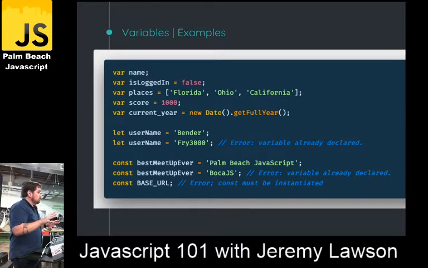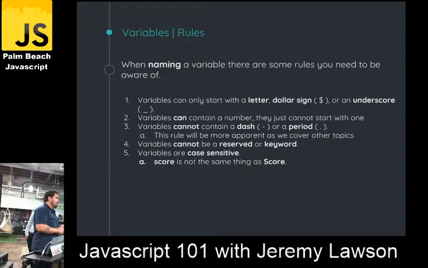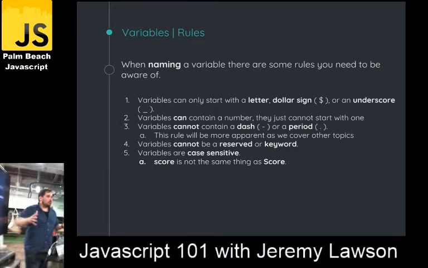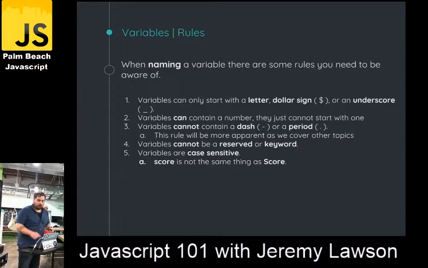Rule of thumb. If you like this better, cool. Use it. If you like this better, cool. Use it. Be consistent. You're going to create something with camel casing and then you're going to use it with underscore later. JavaScript is very, very, very case sensitive. Underscore or a lowercase score is not the same thing as capital S score. So define your naming convention and stick with it. At least in that project. If you want to try another one, another project, I recommend doing that. I'd love to see what is more comfortable for you, right?